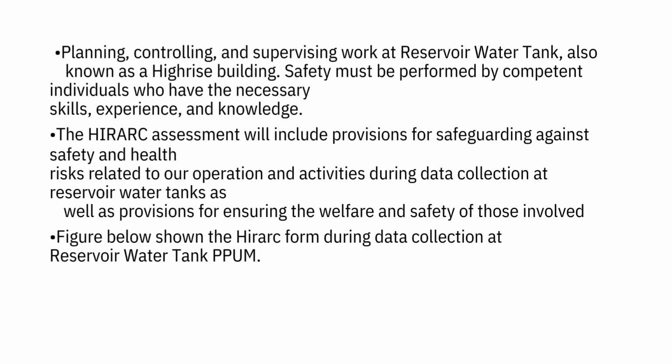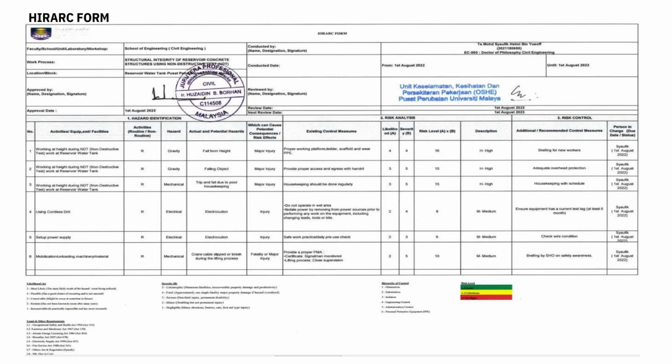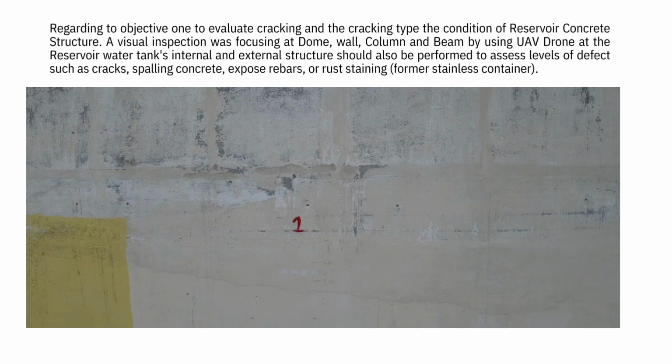So we have checked the hierarchy form according to the OSHI PPM. We did the hierarchy form before the data collecting at the reservoir water tank. So this is an example of the hierarchy form. With regard to the adjective, from this area we can see spalling.